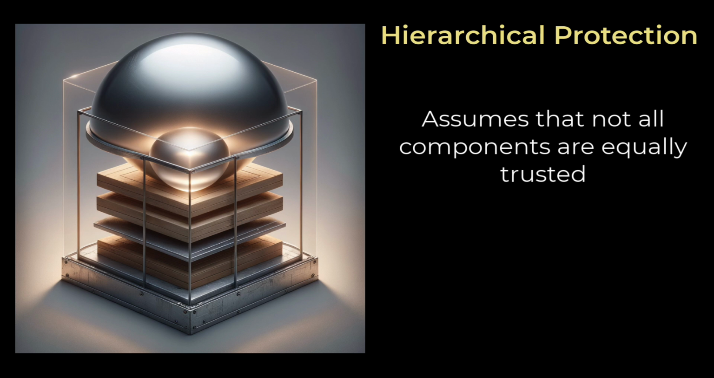Hierarchical protection assumes that not all components are equally trusted, and that's okay. In a secure design, we establish levels of trust in a hierarchy. Highly trusted components are positioned at a higher tier and require strong protection, whereas less trusted components are kept at a lower tier. Crucially, a less trusted component should never be able to compromise or require protections from a more trusted component fully.